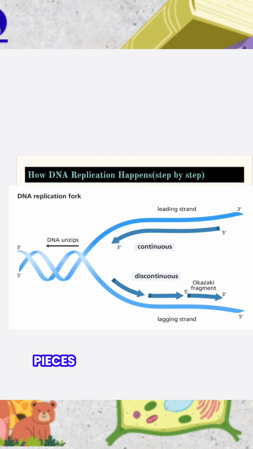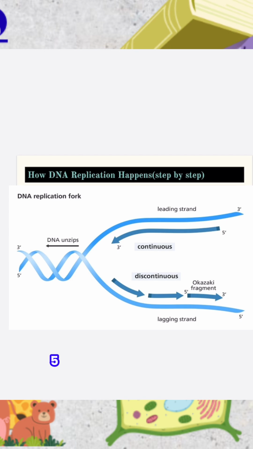Now step 4, joining the fragments. Now that the new DNA pieces are formed, there are small gaps between the Okazaki fragments on the lagging strand, and this is where ligase comes in. Ligase acts like a glue, like I said earlier. It seals the small gaps and joins the fragments together, making one smooth, continuous DNA strand. Example, imagine gluing puzzle pieces together to form one complete picture. That is exactly what ligase does.